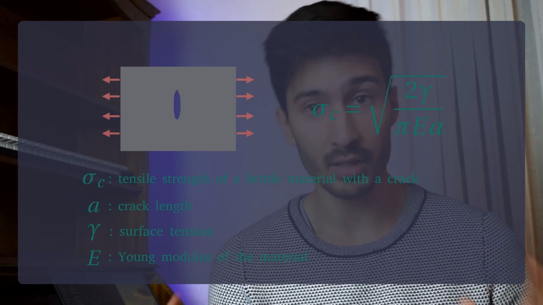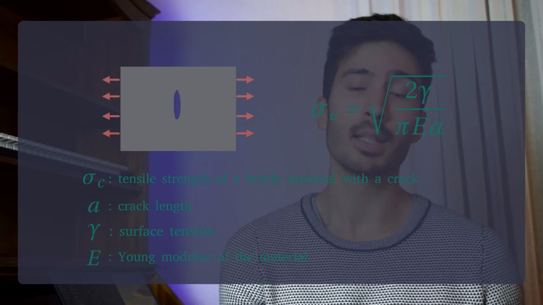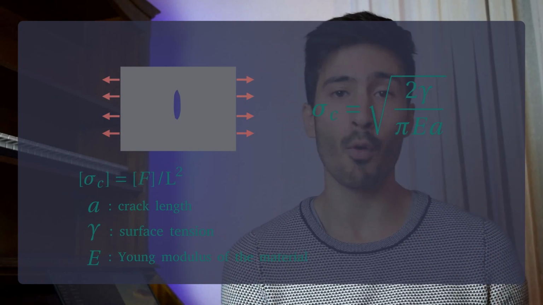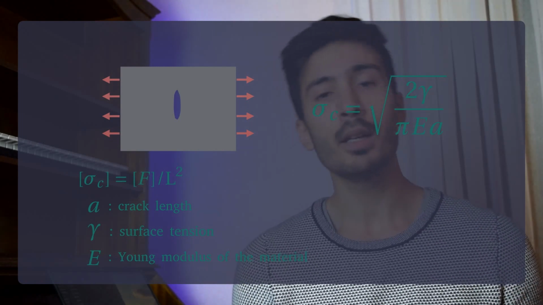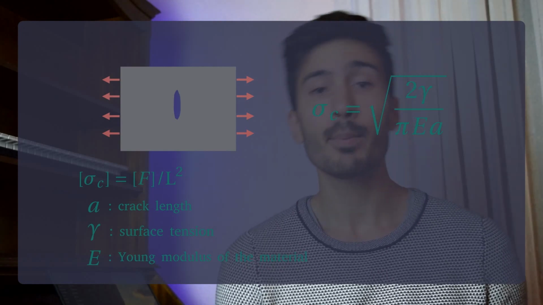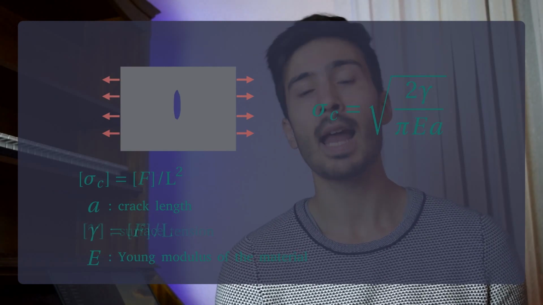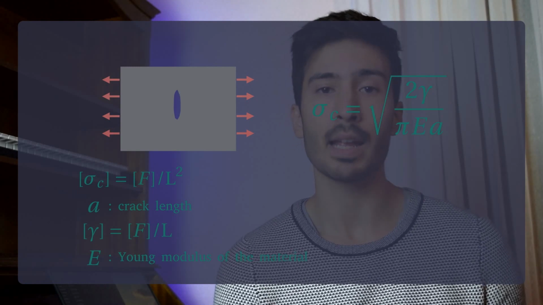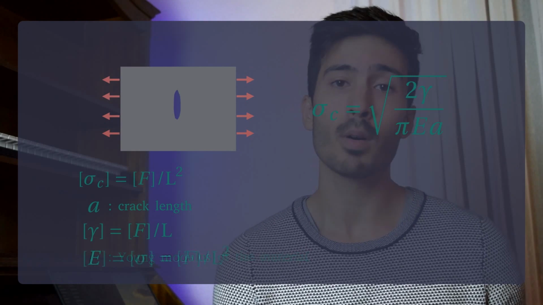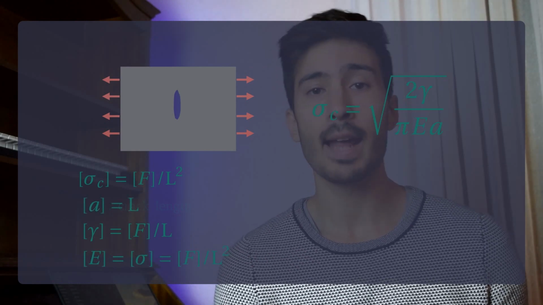The dimensions of each quantity are as follows. The tensile strength is a stress, so it has dimensions of force per length squared. Here, the square brackets mean the dimensions of a given quantity. Gamma is a surface tension, so it has units of stress times length, meaning its dimensions are force per length. E, the Young modulus, has dimensions of stress, and the crack length is of course a length.